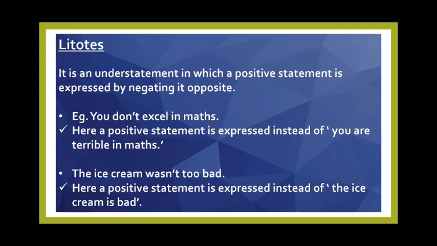Okay. Next, the ice cream wasn't too bad. So again, instead of telling that the ice cream was bad, a positive way of statement is expressed by saying that the ice cream wasn't too bad. So both these sentences are litotes.